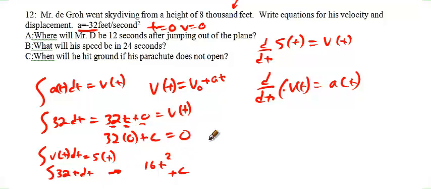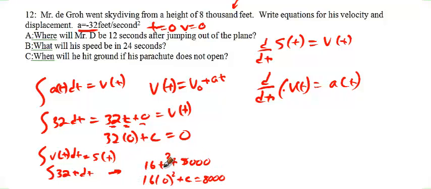Now, if I want to go a little farther, let's keep with this for a second. We want to find our displacement. I'm going to stick with s of t. Now my initial displacement was a height of 8,000 feet. So 16 times 0 seconds plus c equals 8,000. So that means c must equal 8,000.